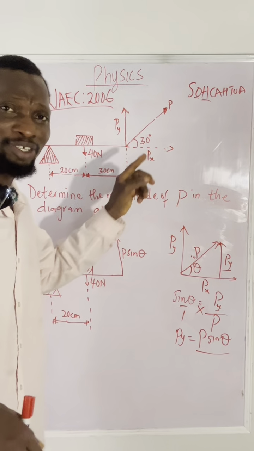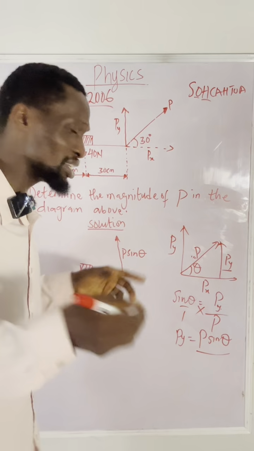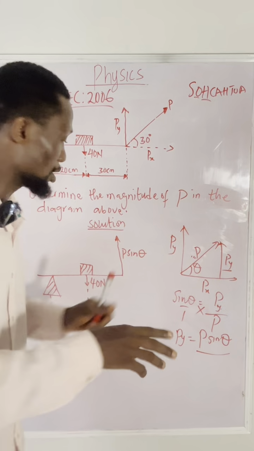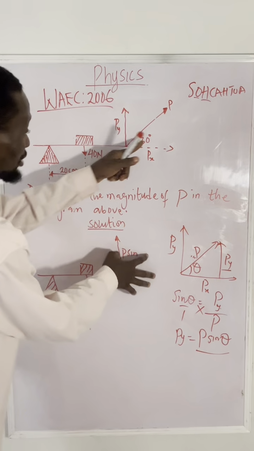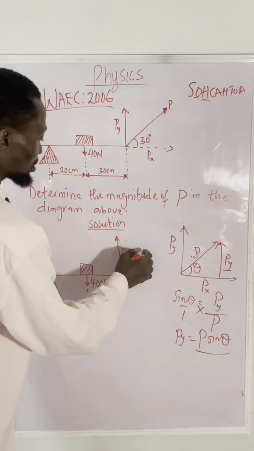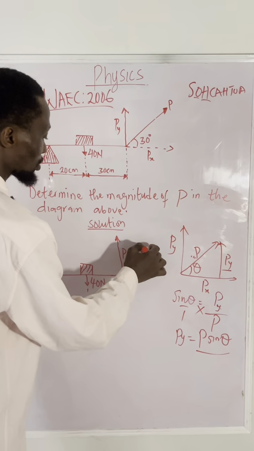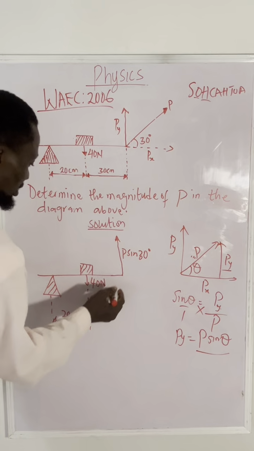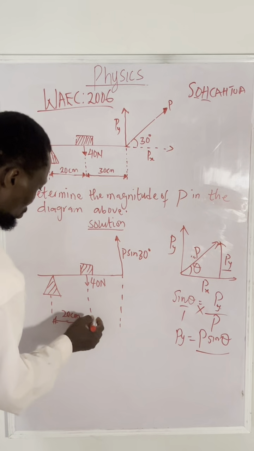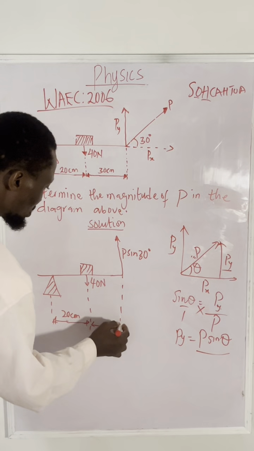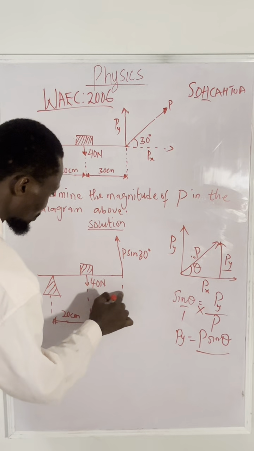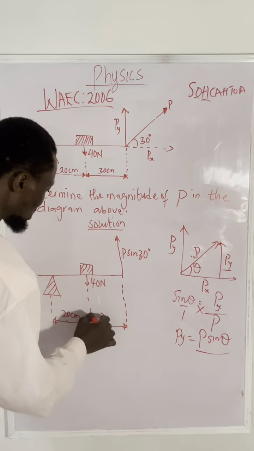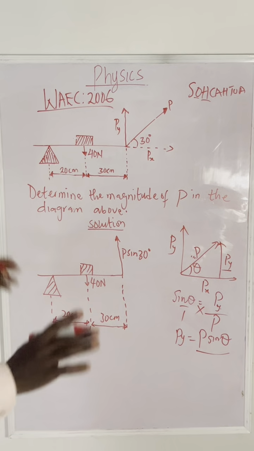But it may not be 30 degrees, it may be 60 degrees, it may be 50 degrees. So that is what you are going to get. So you don't need to be doing all of this next time. Because I have my theta to be 30, I will only say P sine 30 degree. So here, the distance from this point to this point is 30 centimeter, right? Good.